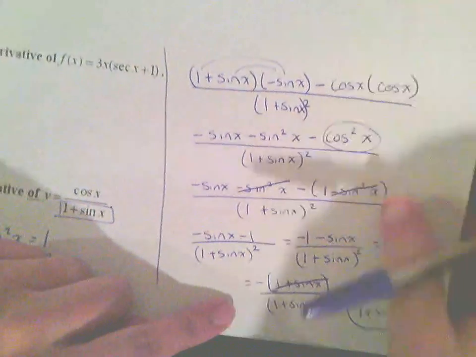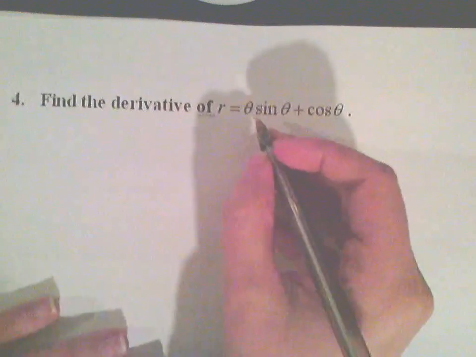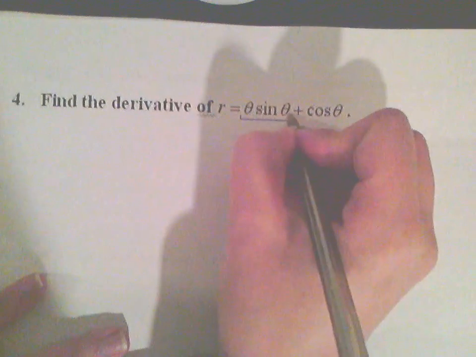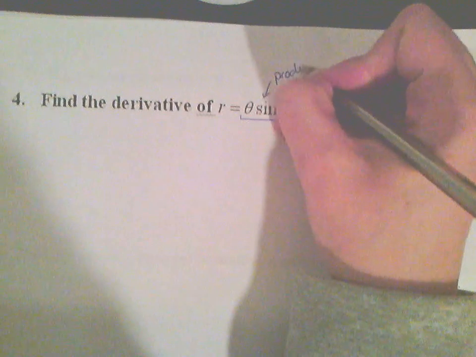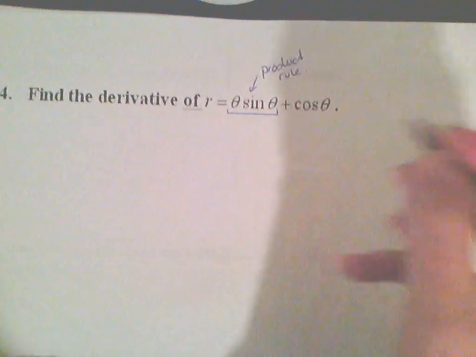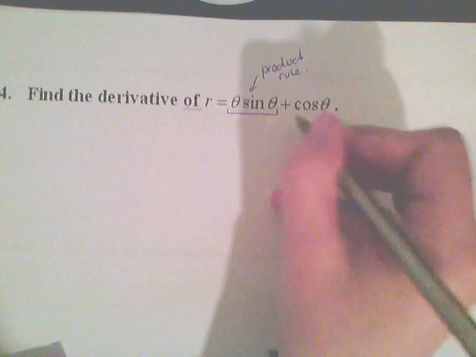All right, let's find number 4, because I have completely stapled these in the wrong order. All right. So number 4 looks harder than it really is. But you notice that these are two things that are multiplied, so I'm going to have to use the product rule here. And then this one's going to be easy, so we'll come back to that one.